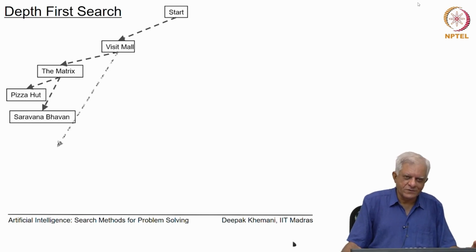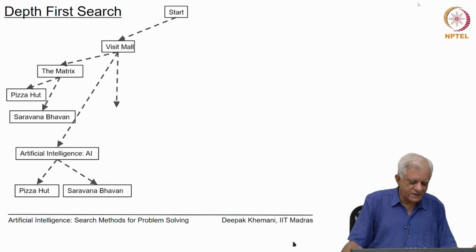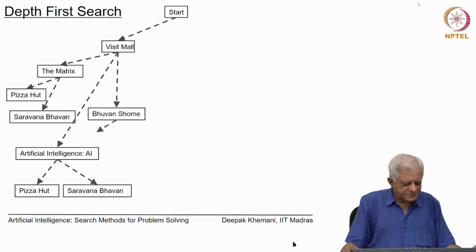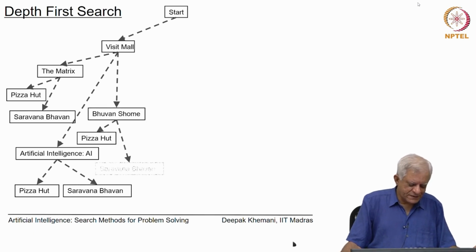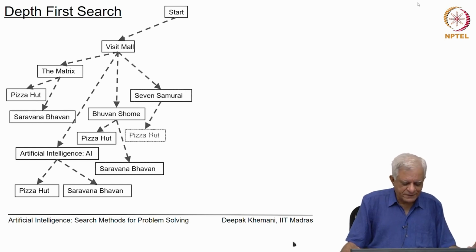So, instead of Pizza Hut, you propose Saravana Bhavan, then you backtrack and say, okay, maybe instead of Matrix, you would see AI the film, and again you propose Pizza Hut and Saravana Bhavan, it does not work. Then you propose Bhuvan Shom the film, and again Pizza Hut and Saravana Bhavan, and so on.